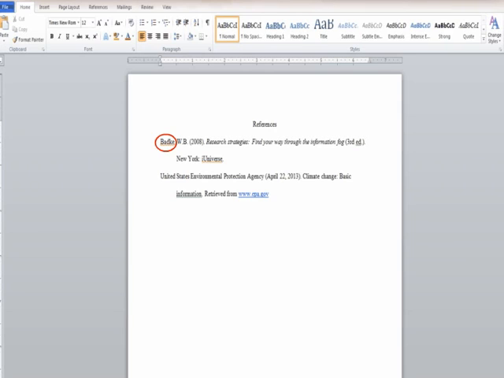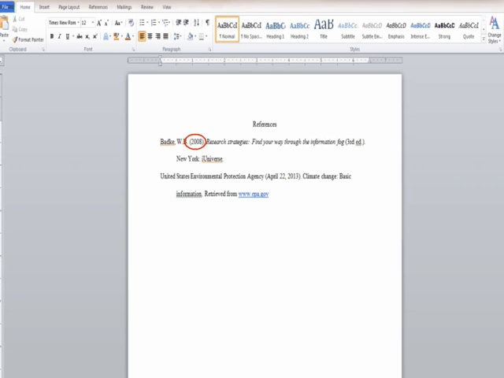You need three types of information for your in-text citations. First, you need the author or authors' last names. If your citation has no author, then copy the first word or phrase in the citation. Second, you need the publication date. And third, you need to locate the page numbers where you found the information.